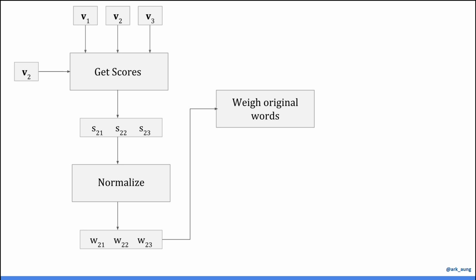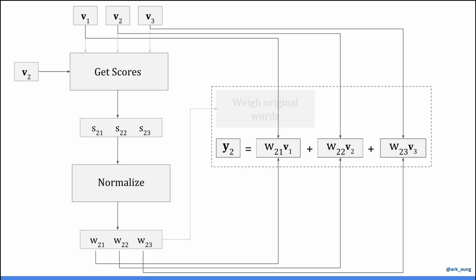So how do we weigh them? We just multiply them. Here S21, S22, S23 are all scalar values. W's are all scalar values. And we just multiply this scalar value, like an element-wise multiplication, with our word vectors. So now we have Y2, which is a contextualized representation of our original word vector v2.